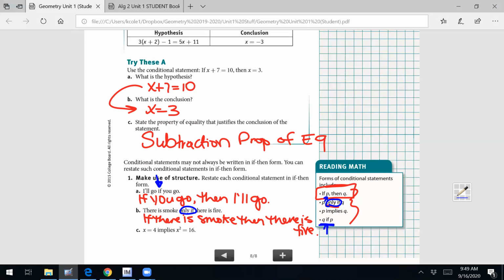X equals 4 implies x squared equals 16. If we just look at our P's and Q's, implies is here in the middle, which means this is P and this is Q. So we don't have to switch them up. P is first, then Q, P and Q. We're going to say if x equals 4, that's P, then x squared equals 16. That's Q.